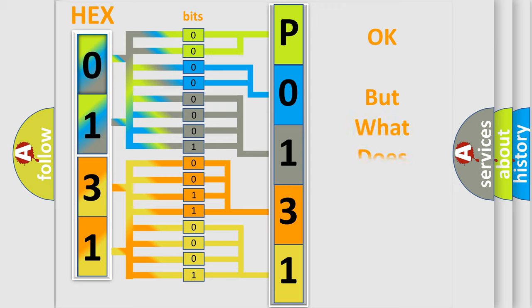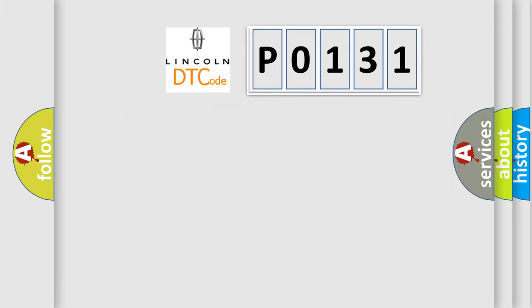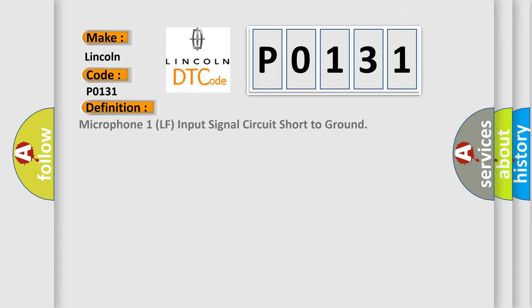The number itself does not make sense to us if we cannot assign information about what it actually expresses. So, what does the diagnostic trouble code P0131 interpret specifically for Lincoln vehicles? The basic definition is microphone 1 LF input signal circuit short to ground. And now this is a short description of this DTC code.